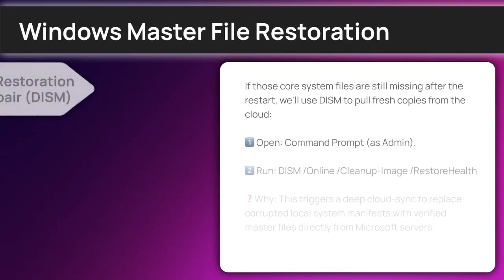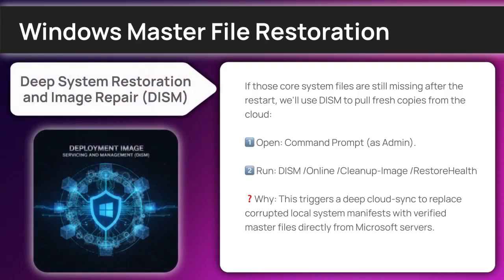With the reboot complete, check your status. If you're still seeing that error, here is the next phase of the fix. Remember, you can pause the video at any time. If those core system files are still missing after the restart, we'll use DISM to pull fresh copies from the cloud. First, open Command Prompt as admin. Second, you're going to type DISM /online /cleanup-image /restorehealth, then hit enter. Why are we doing this? Well, this triggers a deep cloud sync to replace corrupted local system manifests with verified master files directly from Microsoft servers.